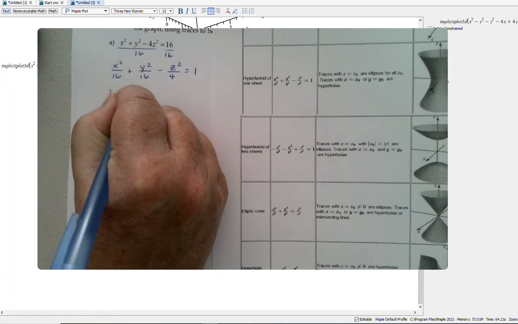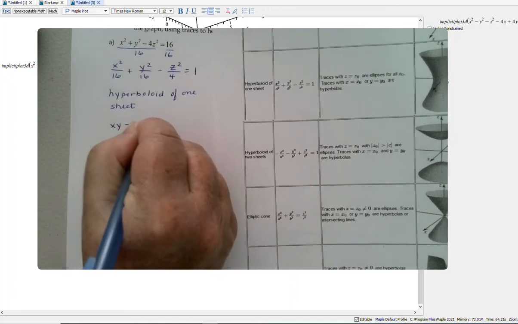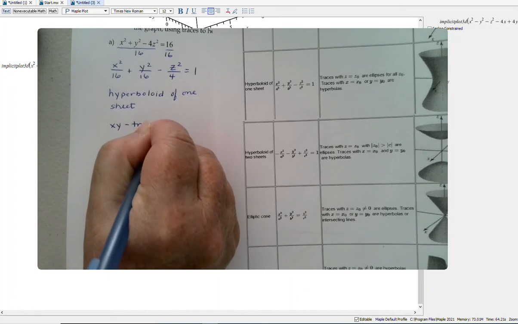All right, let's see here. Next thing I need to do is try to figure out how I'm going to graph this thing. And in order to do that, I'm going to look at one specific trace. I'm going to look at the xy trace. Right. That means I'm going to set z equal to 0. And if I do that, I'll get x squared over 16 plus y squared over 16. The z will become 0, so that'll just equal 1.